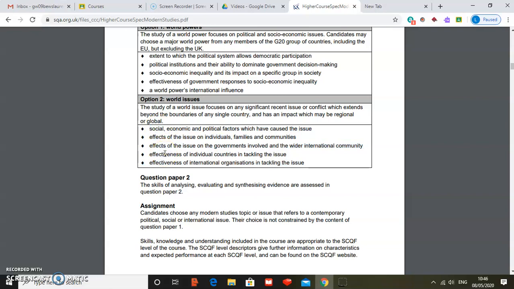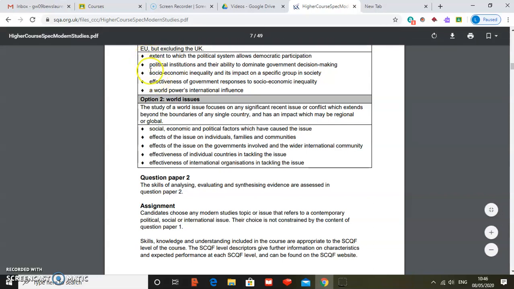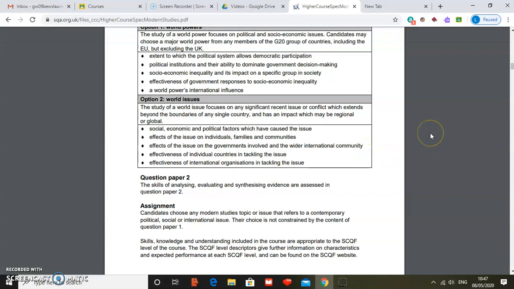And that's one of the reasons why we do world issues and we don't do a world power. Because if you look at the world power section, there are potentially more questions that you could be asked about. Therefore, we try and make it marginally easier. Not a lot, but marginally.